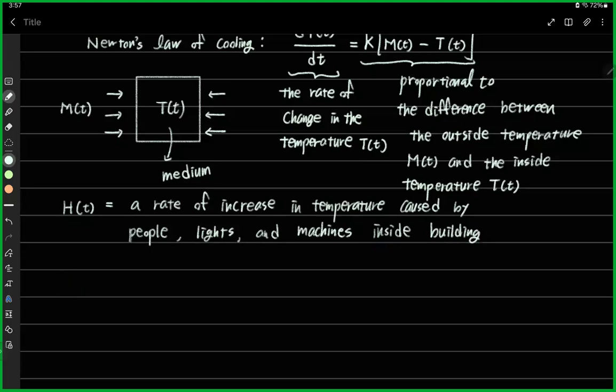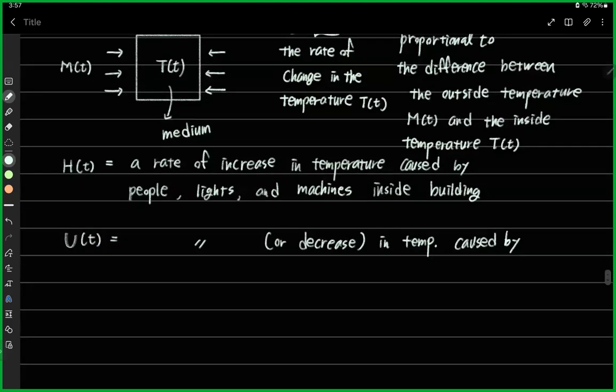And U of T is equal to a rate of increase or decrease in temperature caused by the air conditioner. Oh, sorry, the air conditioner is especially U of T, not H of T. Sorry, it is the air conditioner.